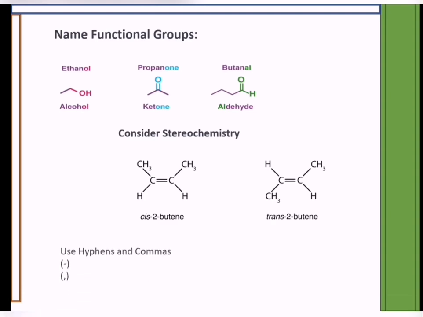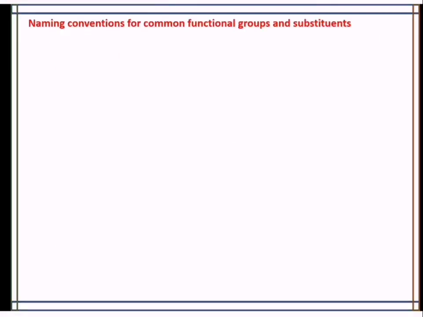The next one is use of hyphens and commas. Now use hyphens to separate numbers and letters and commas to separate numbers when indicating multiple substituents or multiple functional groups. Let's look at naming conventions for common functional groups and substituents.